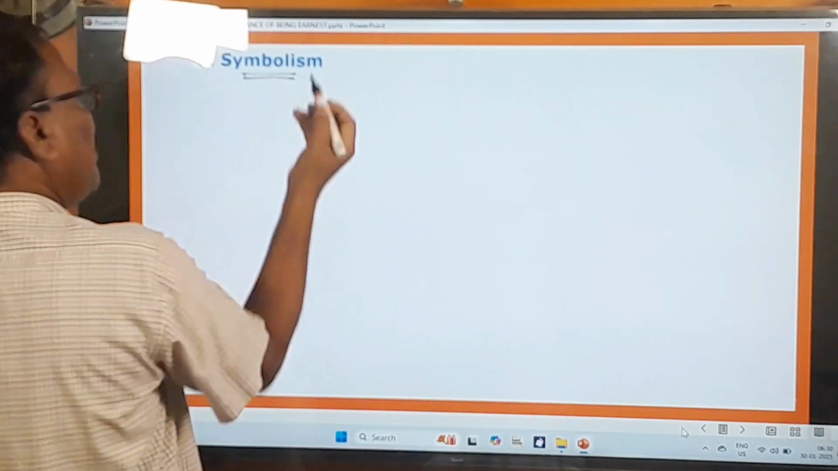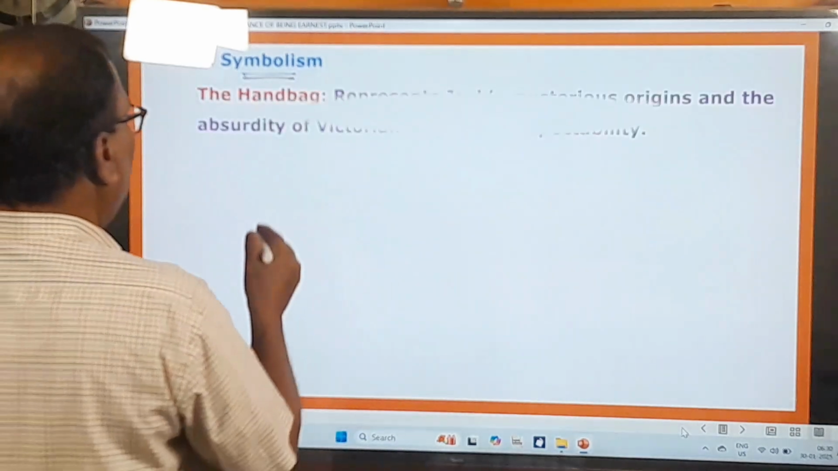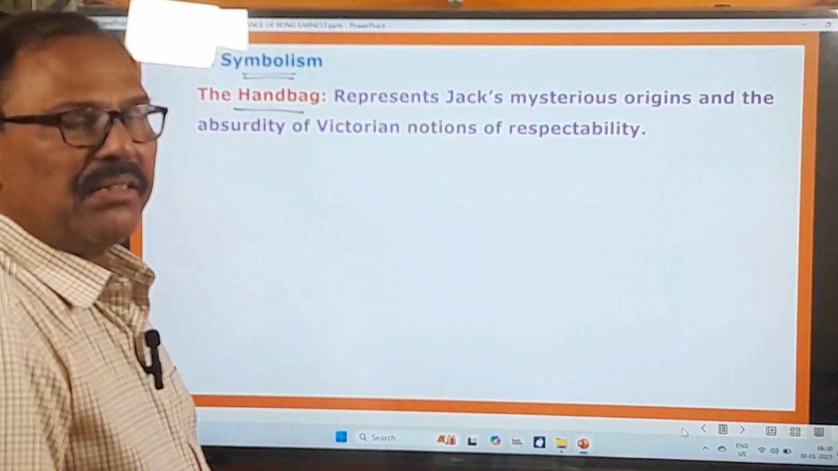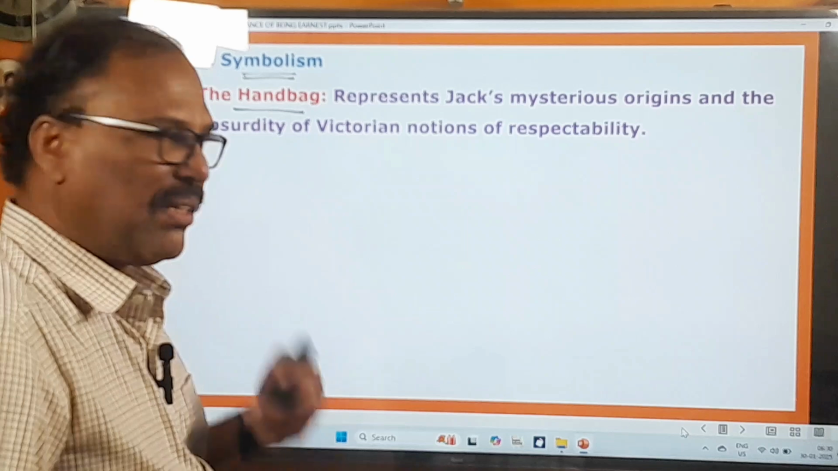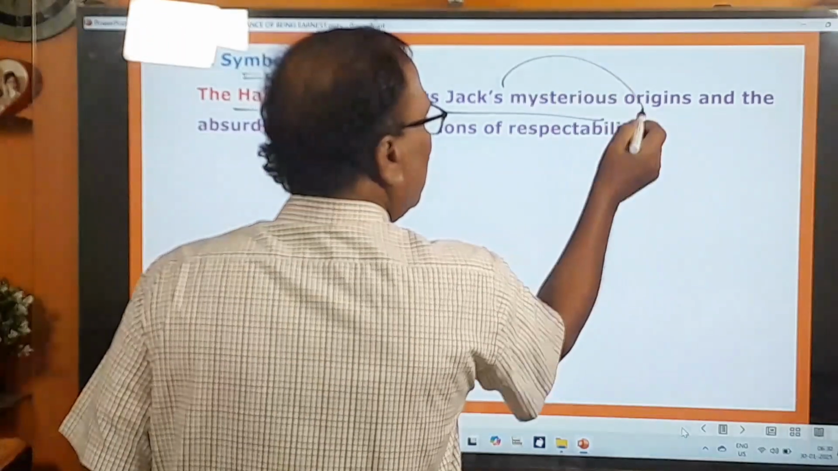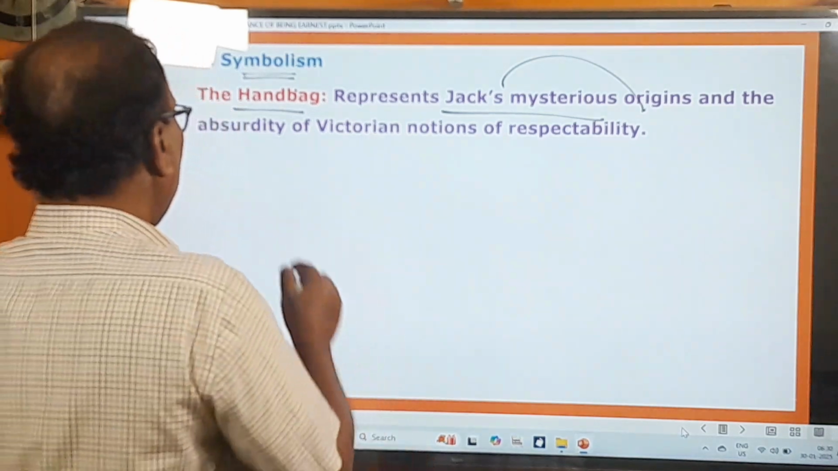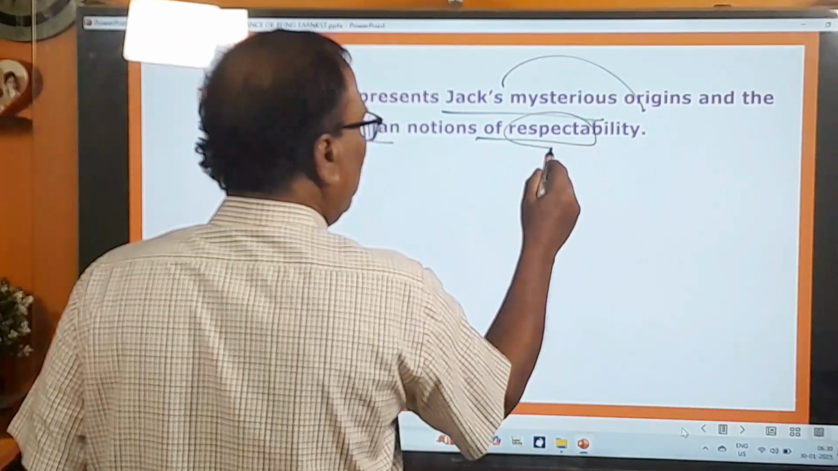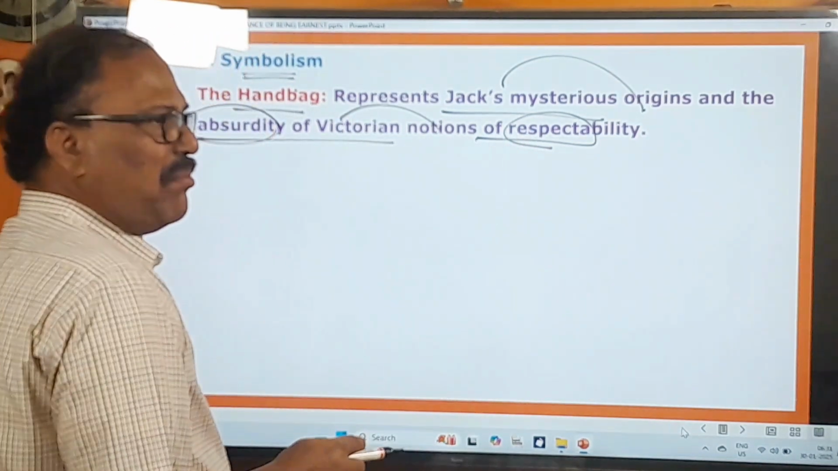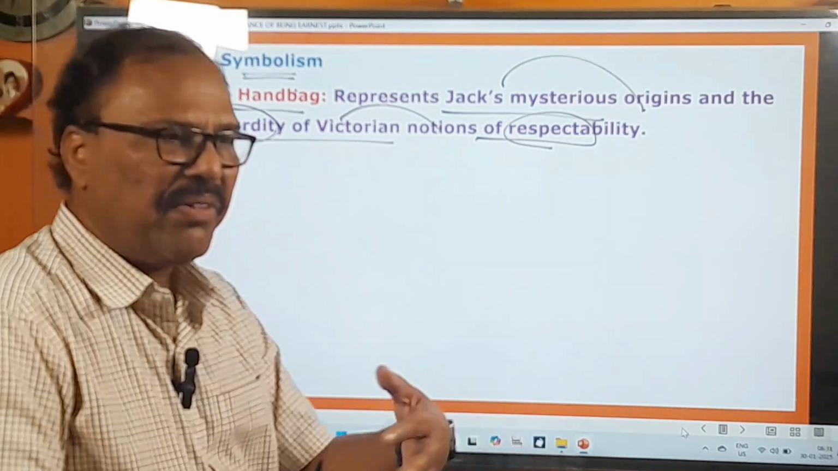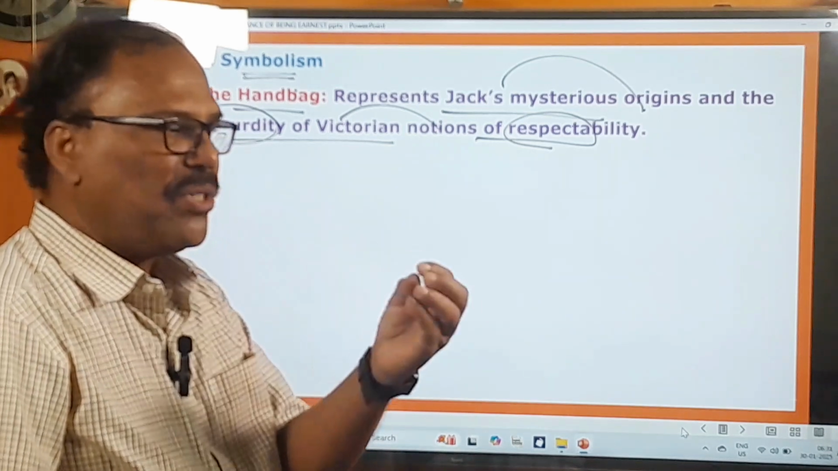Seventh one, symbolism. Symbolism means making use of symbols in a meaningful way, right? And here you pay attention, the handbag. This handbag that has been forgotten at the railway station functions as a symbol in this drama, representing Jock's mysterious origin. Okay, and the absurdity of Victorian notions of respectability. So here it also reveals that absurdity, because keeping a baby in a bag and leaving it carelessly at a railway station doesn't look nice, because a man should be given top priority.